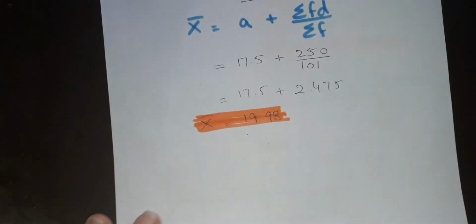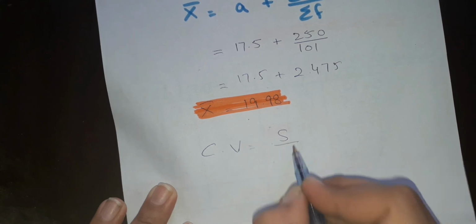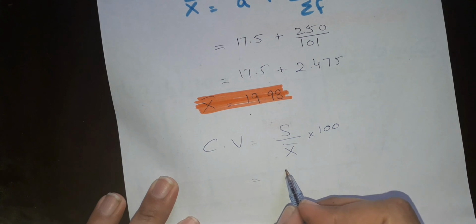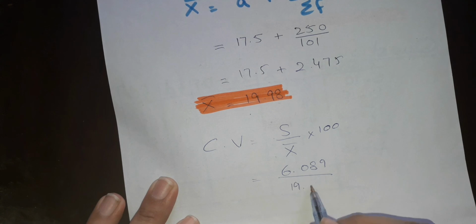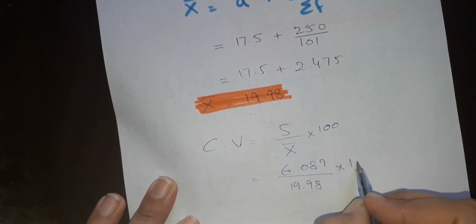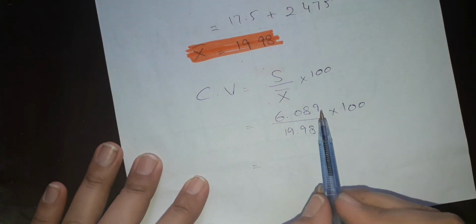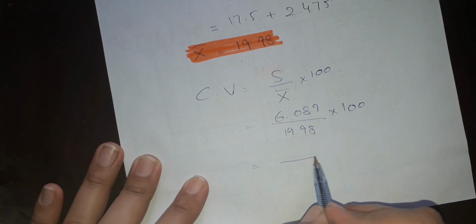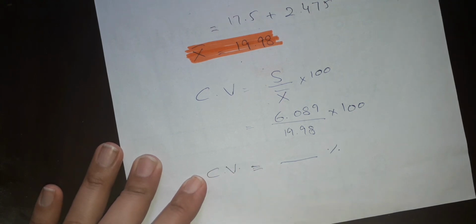Now I'm going to find CV, the coefficient of variation. The formula is CV is equal to S over X bar multiplied by 100. And I use the S result, divide by 19.98 and multiply by 100. In the same way, whatever the result, you divide both of these values, then multiply by 100 and write the result here with a percentage sign. This is the result of CV.